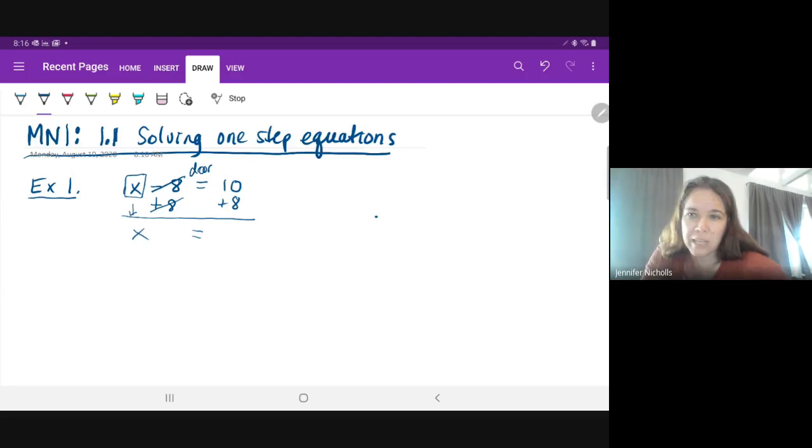So yes, you're typing, but clearly you know that's not the answer. So x equals 18. And then you're going to box this answer.